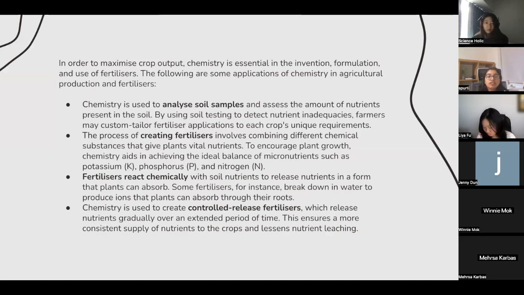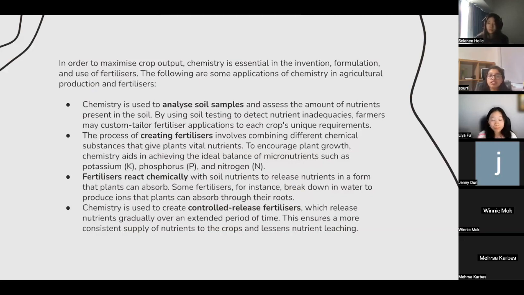So how the fertilizers actually get absorbed into the plant is that they react chemically with the soil nutrients to release nutrients in a form that plants can absorb. So for some fertilizers, they might be water soluble, so they'll dissolve in water in the soil and travel up the plant roots to be absorbed and be used.